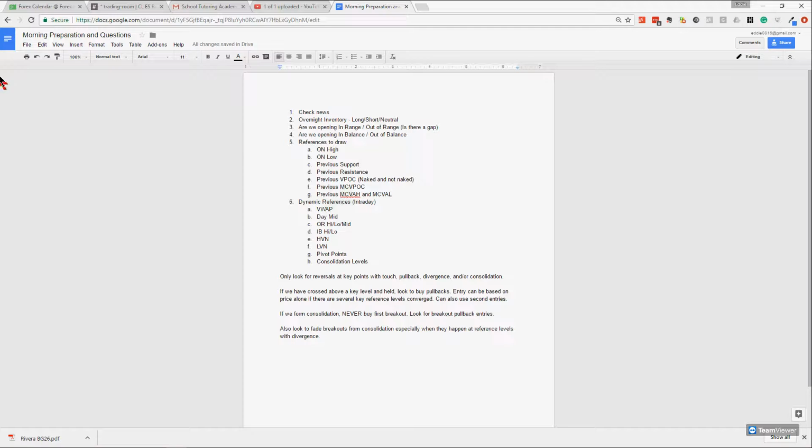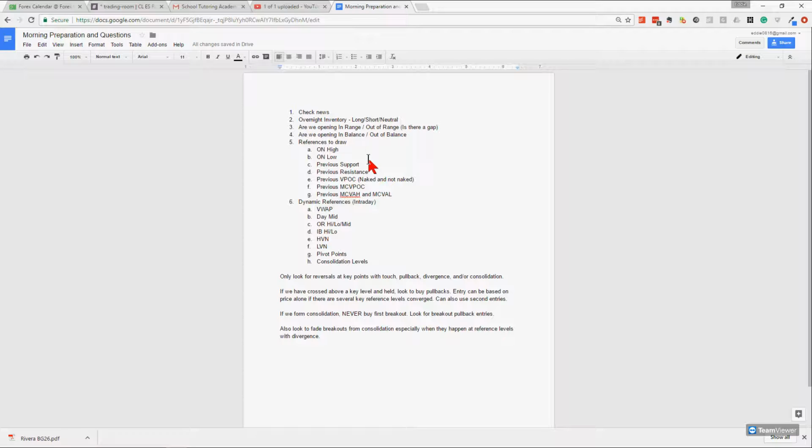I have up on my screen here a real basic outline of what the morning preparation is all about. I'm gonna run through it real quick. First thing we do is check news. We look at overnight inventory. We look at how trading was overnight, if we're long, short, or neutral, meaning how much of the trading happened above or below the close of yesterday's pit session. Are we opening in range or out of range? Is there a gap? And are we opening in balance or out of balance?